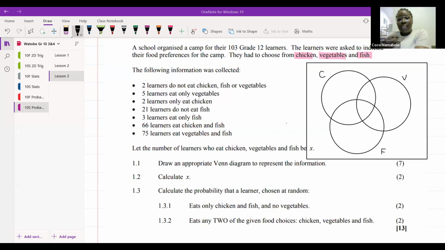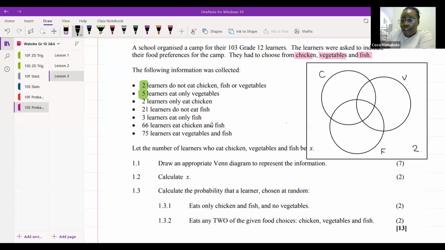Okay, so let's start with the obvious. Let's start with number 1. Number 1 says 2 learners do not eat chicken, vegetable, or fish. Where does that go? In the square. Correct, in the square. None of those were included. Okay. All right. Now it says 5 learners eat only vegetables. Where do we put that? In the V circle, but it shouldn't be included in the chicken or fish circle.